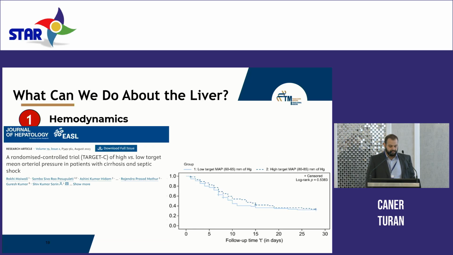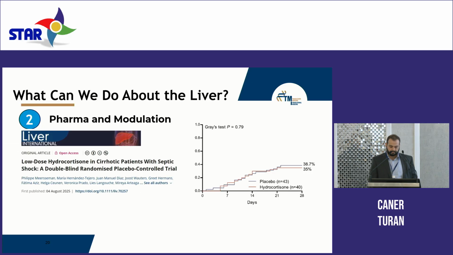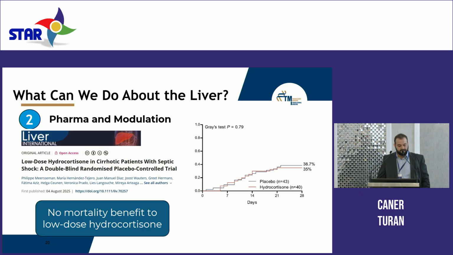We also tried targeting higher versus lower mean arterial blood pressures to address the decompensated perfusion. Higher MAP targets were also not effective. So where do we stand with hemodynamic management for liver disease patients? We also investigated some pharmacological and immune modulation therapies, like low-dose hydrocortisone. We failed to show any mortality benefit when we tried to address the dysregulated immune response with steroids.